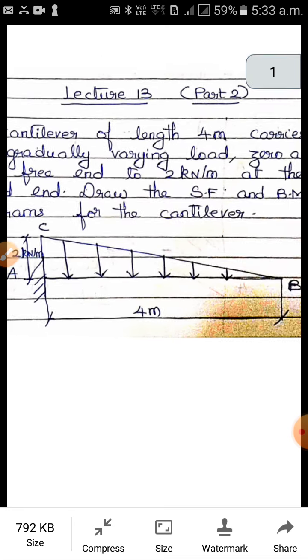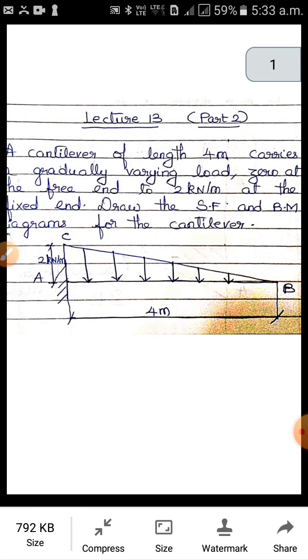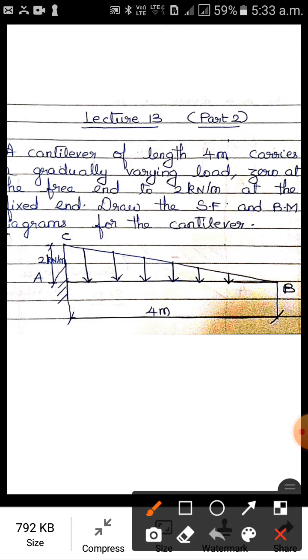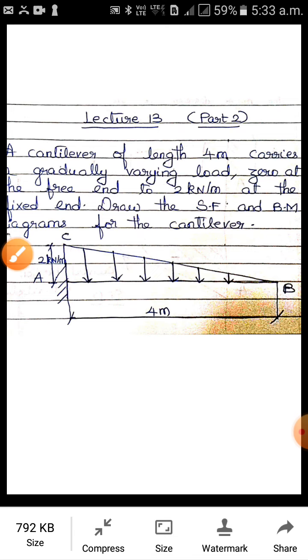So next problem. In this problem we are going to see a uniformly varying load. It is also known as uniformly varying load or gradually varying load. The intensity is not the same. For a UDL it will be the same from A to B; in the last problem the intensity was only 1.5 kilonewton per meter. Here the load at B is 0, whereas at A it is 2 kilonewton per meter. So it is varying from 0 to 2. So, uniformly varying or gradually varying load.